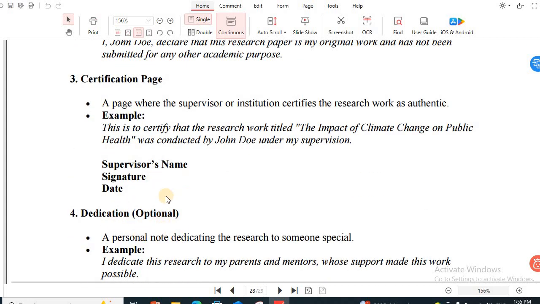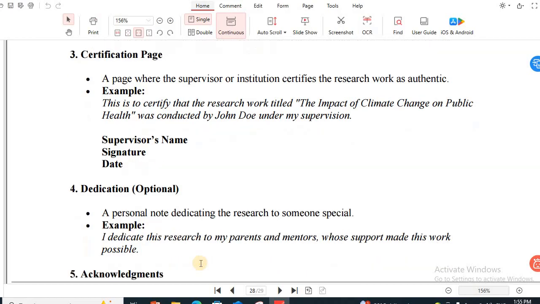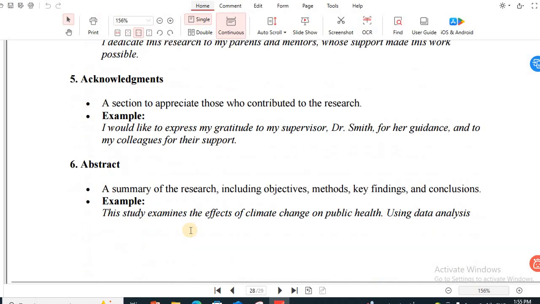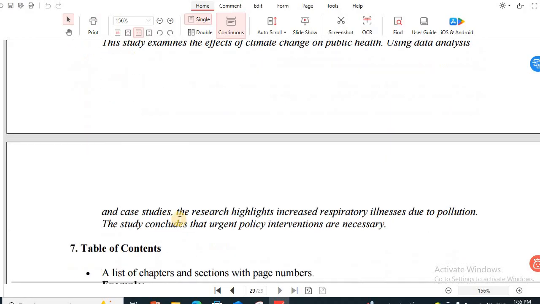Dedication is optional, you don't have to write it. A personal note dedicating the research to someone special, and this is an example of that. Acknowledgement, a section to appreciate those who contributed to the research, and here is an example of that. Abstract, a summary of the research, including objectives, methods, key findings, and conclusions, and this is an example of that.